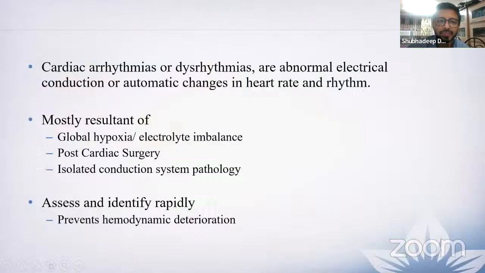So as we probably have been discussing since yesterday, we know that cardiac arrhythmias or dysrhythmias are abnormal electrical conduction or automatic changes in heart rate and rhythm. And we also know that in children, they are mostly a result of hypoxia, the commonest cause of arrhythmia. It could be electrolyte imbalance, post-cardiac surgery due to several reasons that we will shortly see, and there could be some isolated conduction system pathology as well.